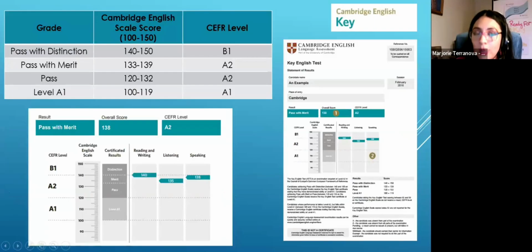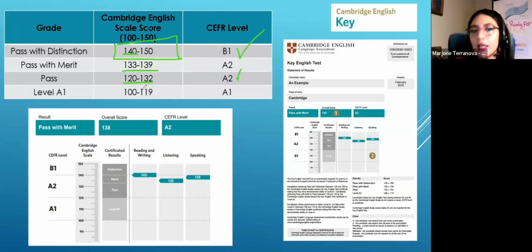And with that, we have finally finished all the components of the A2 Key exam. As I said before, for this exam, students are expected to get between 120 and 140 according to the Cambridge scale score. If a student gets from 120 to 132, that student is considered to pass. The same happens if they get 133 to 139, they pass with merit. But if the student gets more, then the student won't get a certificate from A2 Key. Instead, they will get a certificate for B1 Preliminary.